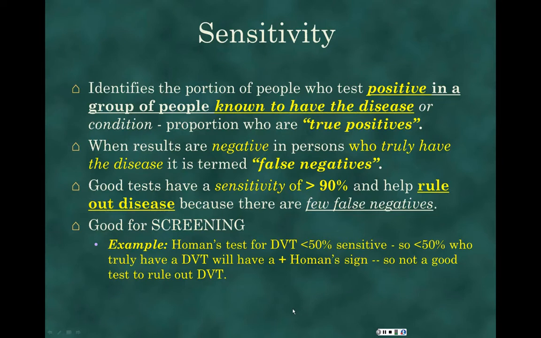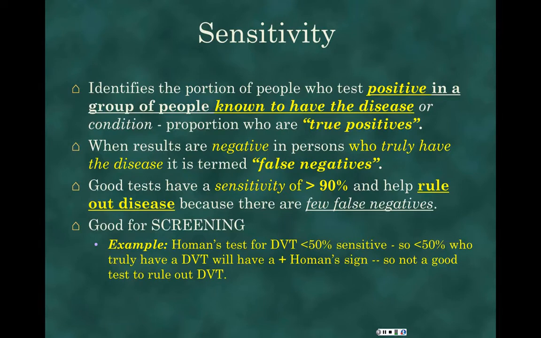Sensitivity. Remember, sensitivity is the proportion of people who test positive in a group of people known to have the disease. In other words, the true positives. When the results are negative in persons who truly have the disease, we call this false negatives. A good test has a sensitivity of more than 90% and helps to rule out a disease because there are few false negatives. Tests that are high in sensitivity are good for screening.